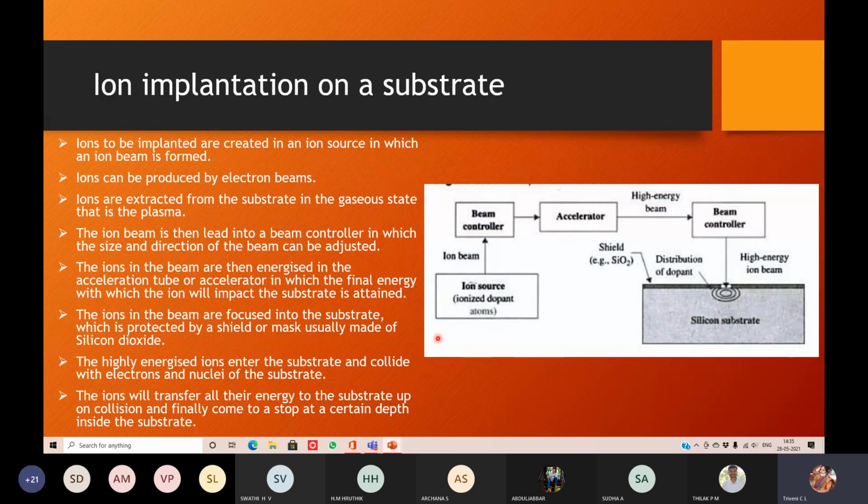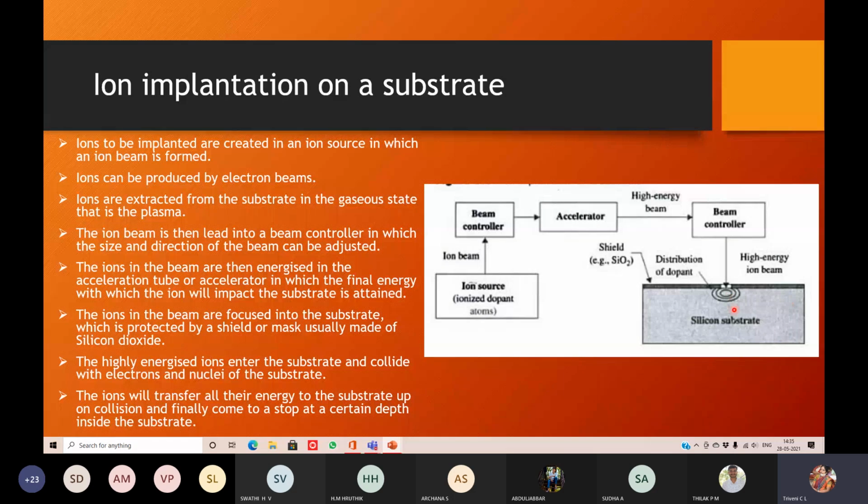How we apply this we had already taken. Ion implantation is created by the ion source, where the ions form beams, and these beams are controlled by the beam controller. The ions are extracted in the gaseous state, that is in the plasma. The ion beam is once again controlled by the beam controller, where we can adjust the size and direction of the beam, and we can energize that beam using the accelerator tube or accelerator itself.